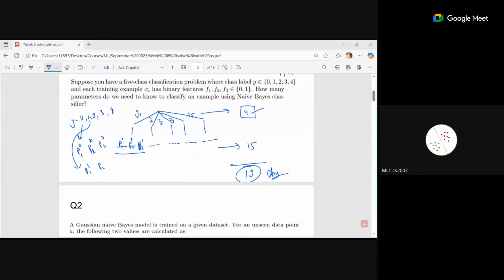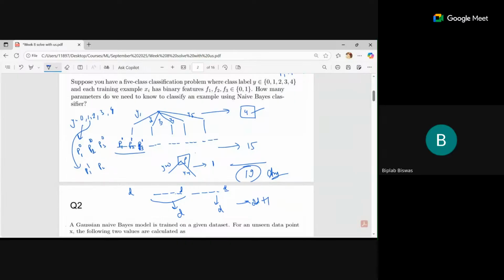Just think of it as if you had two classes. With two classes, one parameter came from here, so y is equal to 0, y is equal to 1. Let's say the number of features is d. How many parameters do I need to estimate from here? d. So it is 2d plus 1. Similarly, it is here as well.